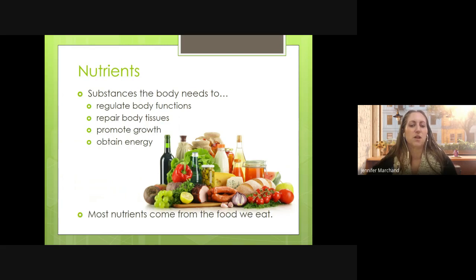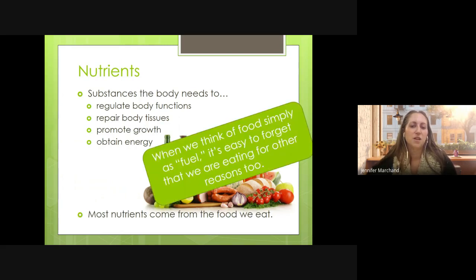Most nutrients come from the food that we eat. But when we think of food as simply fuel, it's easy to forget that there are many other reasons that we're eating too. So these are some of the other reasons that we're eating. Obviously, yes, energy, but we need it for so much more than that.